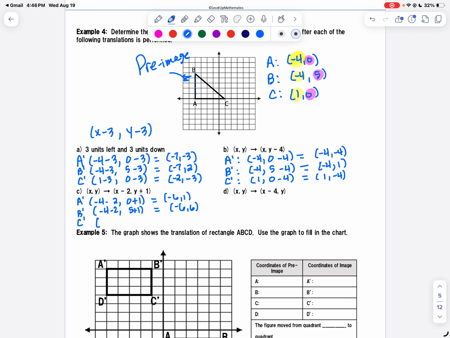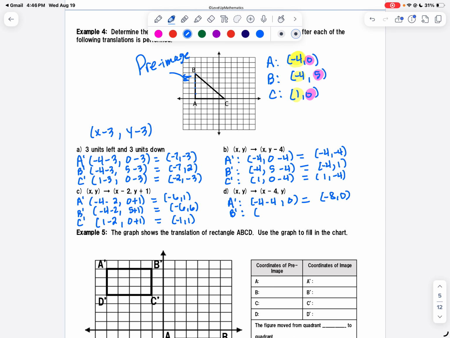For C prime, take your x value, which was 1, decrease it by 2, take your y value, which is 0, and increase it by 1, and that would give us -1, +1. All right, in problem D, it wants us to take your x value and decrease it by 4, and then keep the y value the same. So that was -8, 0.